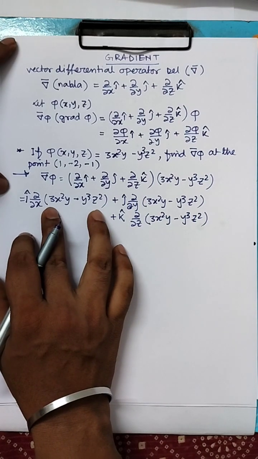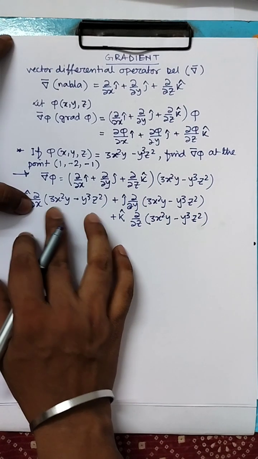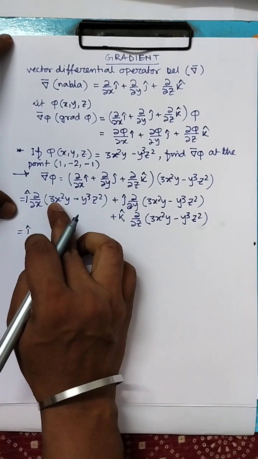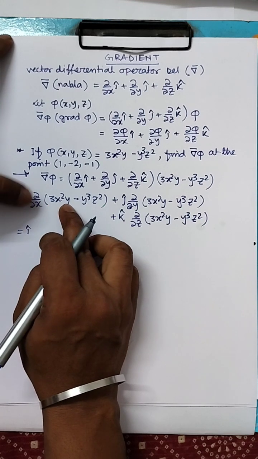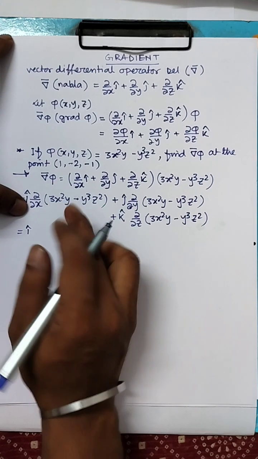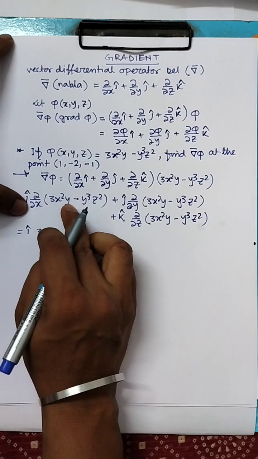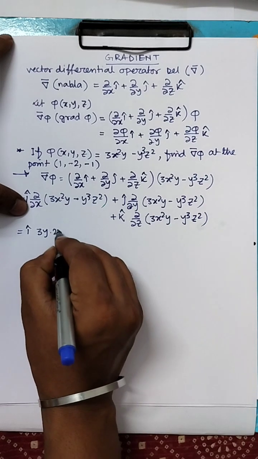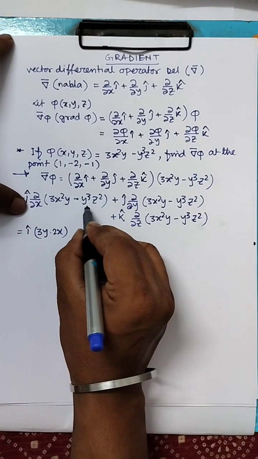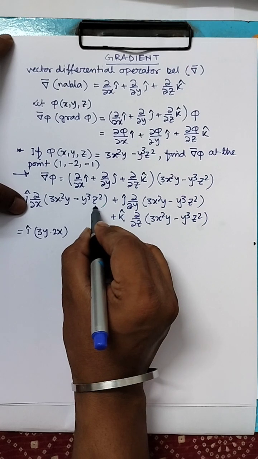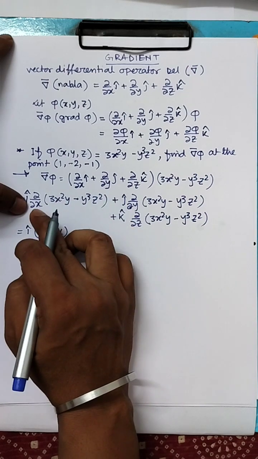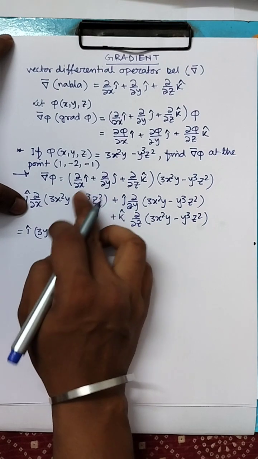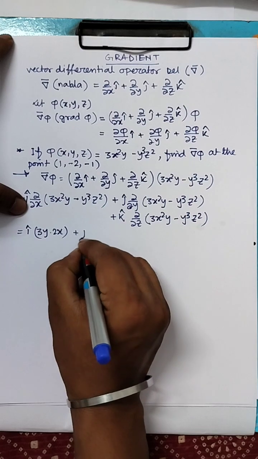First, when we differentiate phi with respect to x, all other terms are constant. So for the first term, i, when we differentiate 3x²y with respect to x, y is a constant, that means 3y is a constant. Differentiate only x² with respect to x, that is 2x. But y³z² differentiated with respect to x is equal to 0, because it is a term with y and z only.